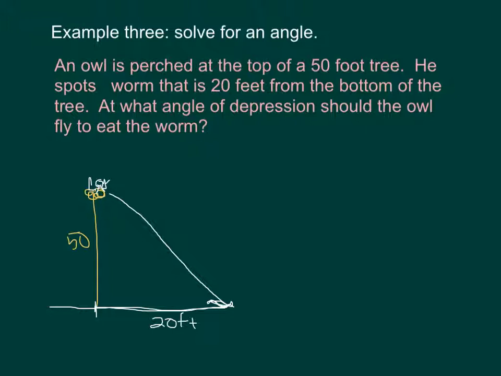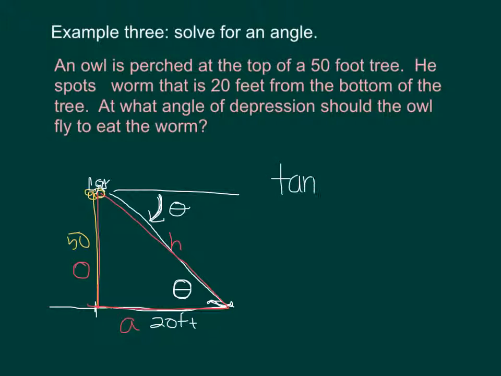Technically, the angle of depression is this angle here at the top. However, I know it's the same as the angle down at the bottom. And for whatever reason, I find it easier to look at this triangle rather than the top one. So now I'm going to label my sides using that bottom left angle. And I've got the opposite for 50, adjacent for 20, and my hypotenuse is actually the way the owl will fly. So since I know opposite and adjacent, I think this is a tangent problem.